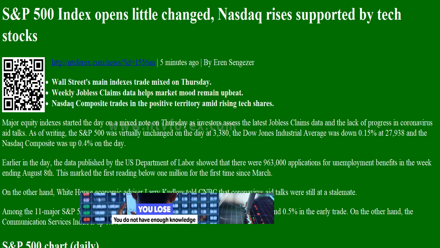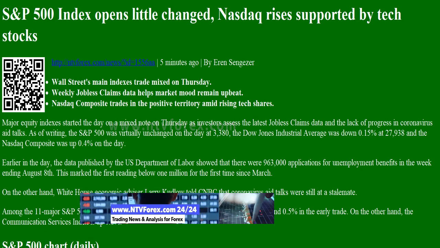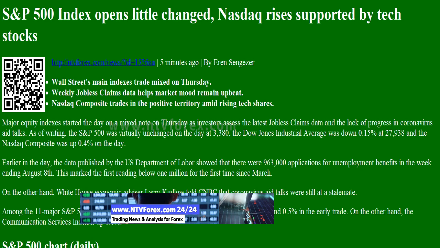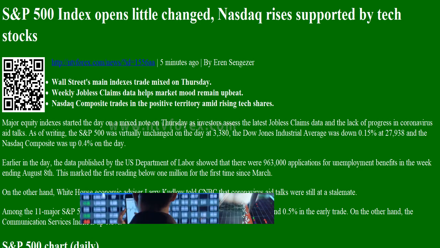S&P 500 index opens little changed, Nasdaq rises supported by tech stocks. Wall Street's main indexes trade mixed on Thursday. Weekly jobless claims data helps market mood remain upbeat. Nasdaq Composite trades in positive territory amid rising tech shares.